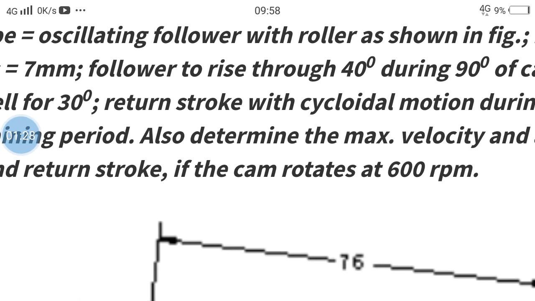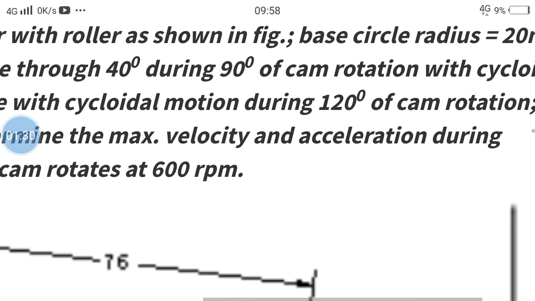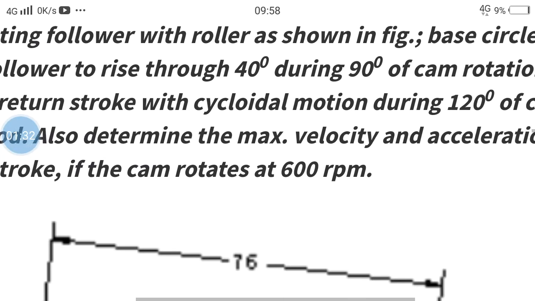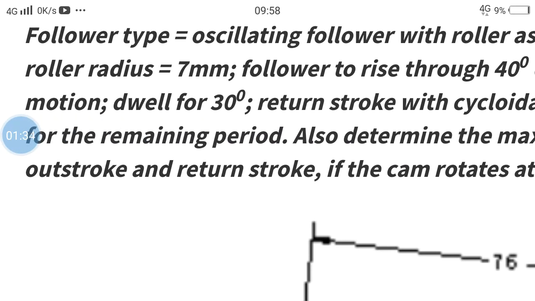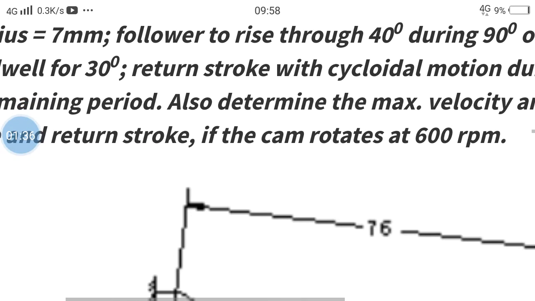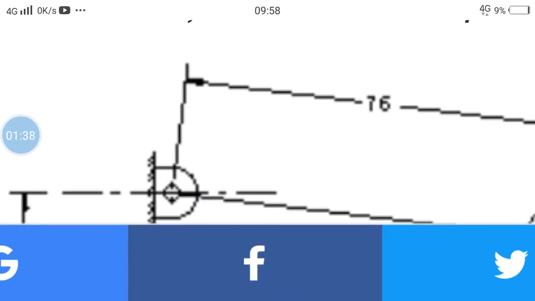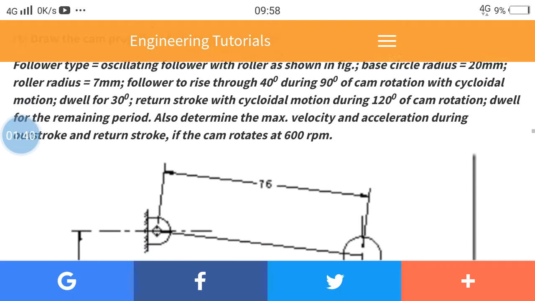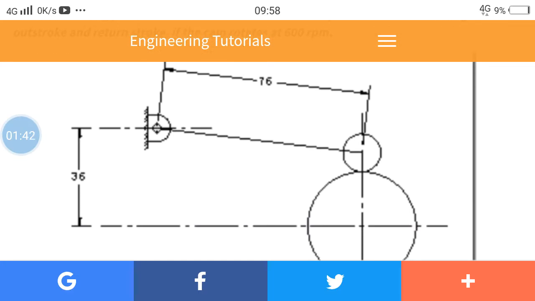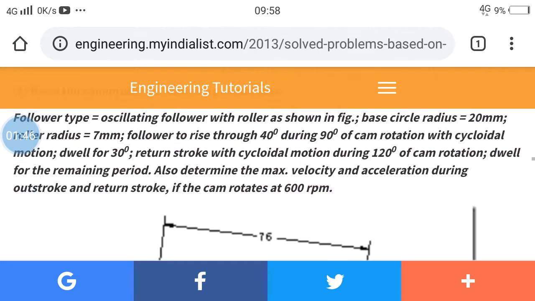Also determine the maximum velocity and acceleration during outstroke and return stroke if the cam rotates at 600 rpm. The calculations will be the same, the only difference is the construction. See, the oscillating follower will be like this. Oscillating follower of 76 mm as mentioned.